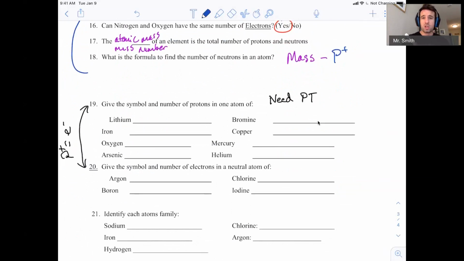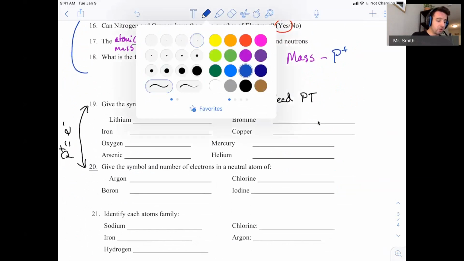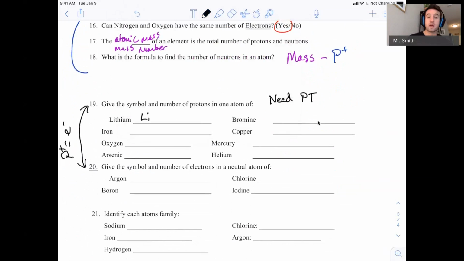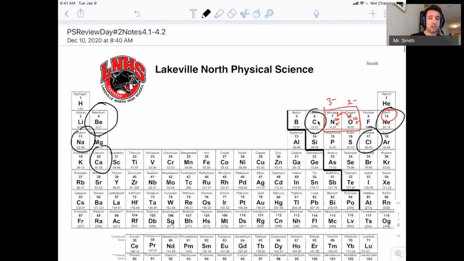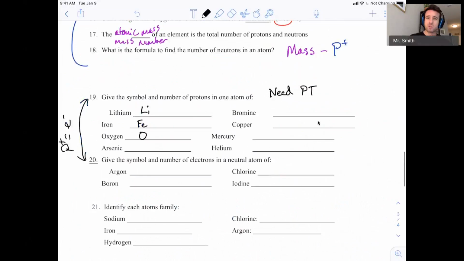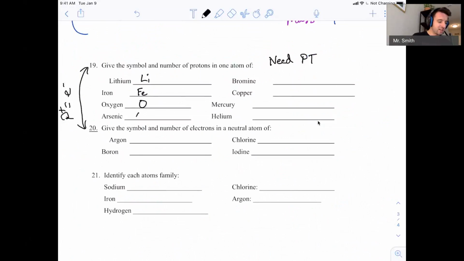Okay, so here's what we want you to be able to do. We want you to be able to see lithium and know that its symbol is Li, right? We want you to see iron and know that its symbol is Fe, or oxygen and know that it's O, or arsenic and know that it's, I'm going to double check, is it Ar or As? As, okay, that's what I thought. Sometimes I second guess myself. Arsenic is As, bromine is Br, copper is Cu, mercury is Hg, helium is He.